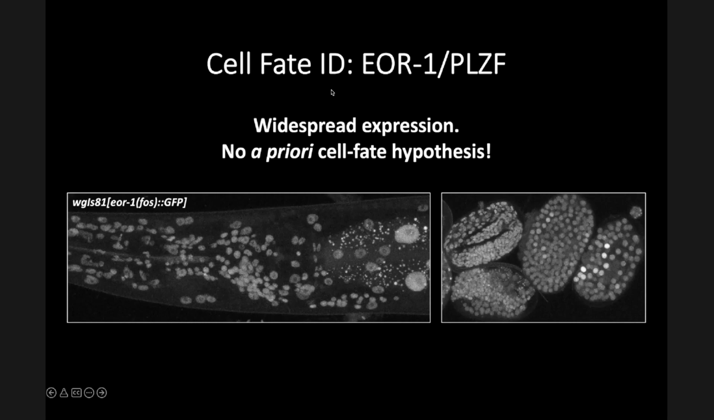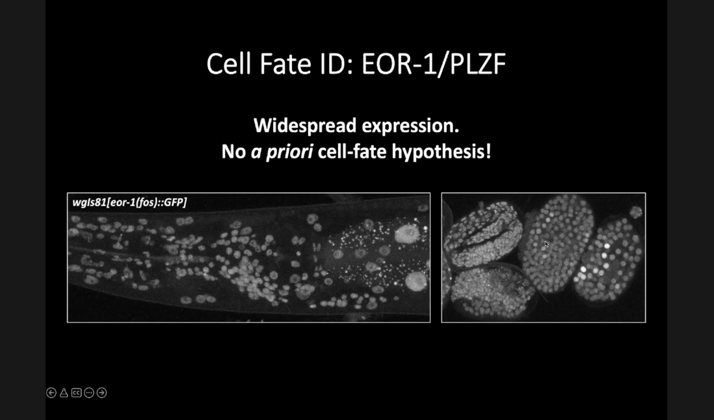This is a conserved transcription factor called ER1-PLZF. It's in human beings. Name doesn't matter. But really what I want you to focus on is here it is in white, GFP. And this is the head of a worm. It looks like it's in every single cell in this worm's head. And this is it in the embryo. And again, it looks like it's in every single cell in the embryos that you're seeing here on the right.